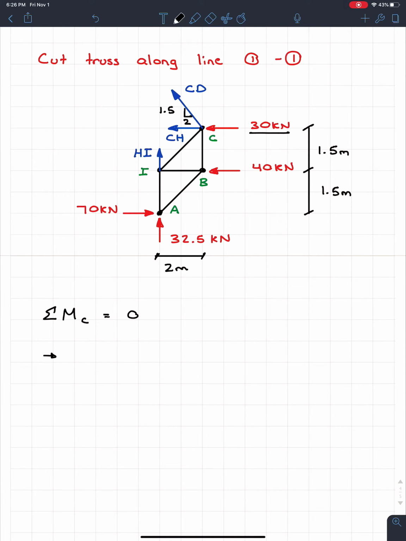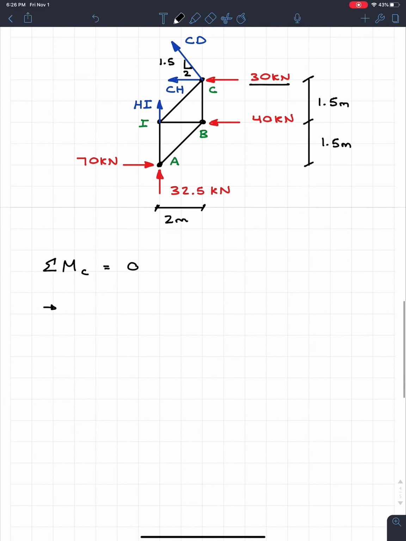So we're going to have to consider all the other forces. Looking kind of left to right, I see that HI will create a moment. We know that HI acts at a distance of 2 meters, and that's going to create a negative moment, so negative HI times 2. We see that the 40 will also create a moment. It acts at a distance of 1.5 meters, and this one will also create a negative moment.